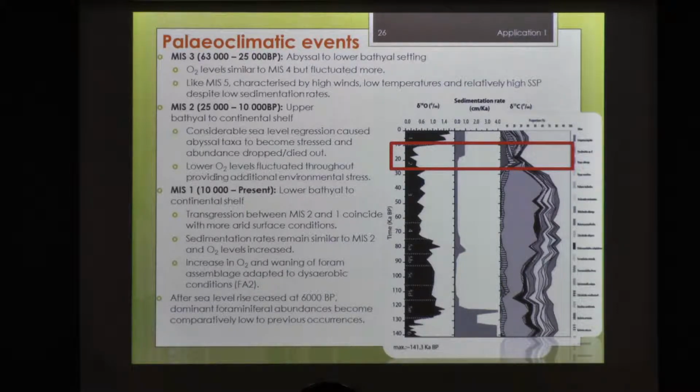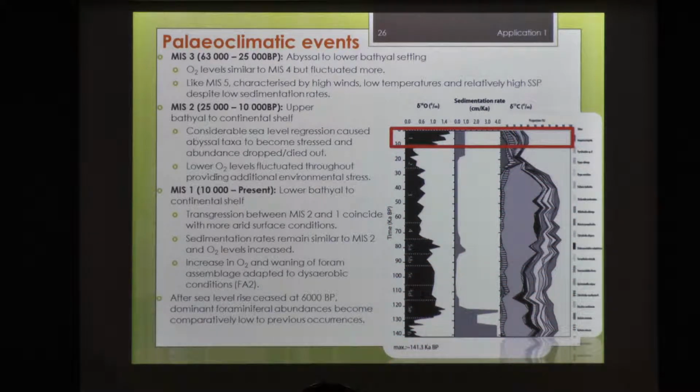There was a considerable sea regression which caused abyssal taxa to become stressed out. So foram assemblage 1 got stressed, oxygen levels dropped, and they either have very, very low abundances or they completely died out. The lower oxygen levels fluctuated throughout, and they provided a lot of environmental stress, but they allowed those infaunal taxa to flourish because they really liked that kind of setting.